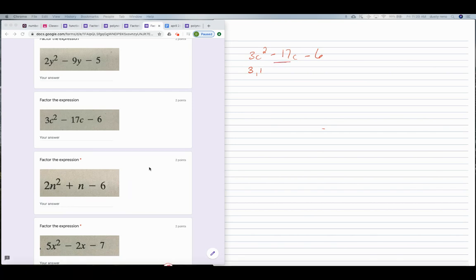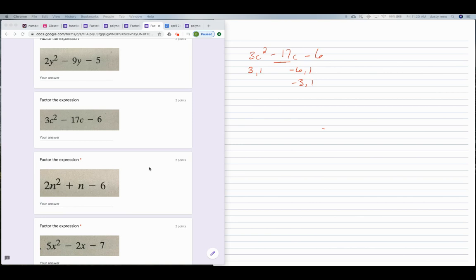Now our b value here, note that it's a negative 17. That means that our value needs to be negative. So negative 6 and 1 are going to be one of the options, and negative 3 and 3. I'm not going to use negative 1 and 6 because with the negative being smaller, I feel I would not get a negative here in my c.